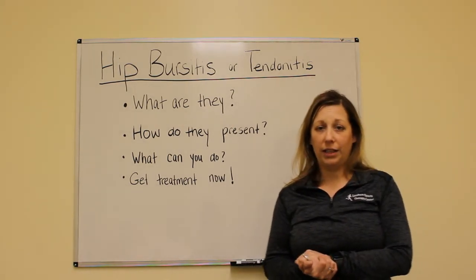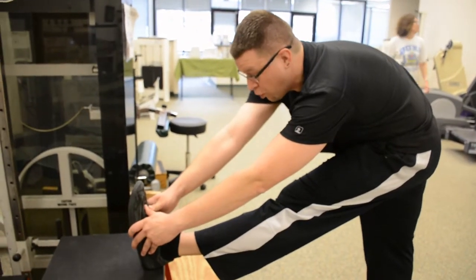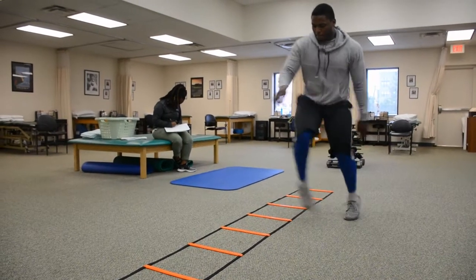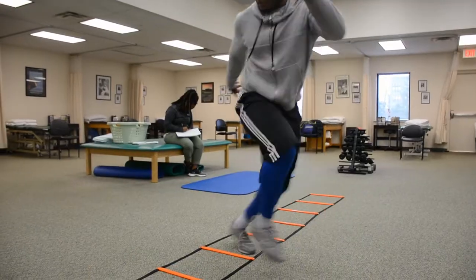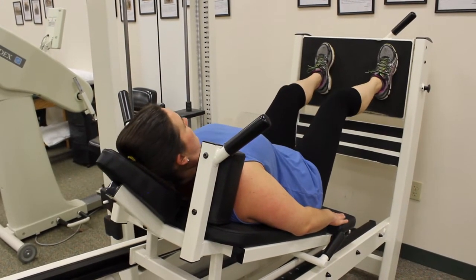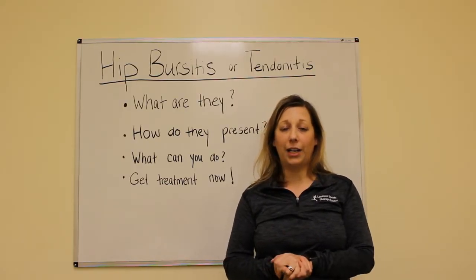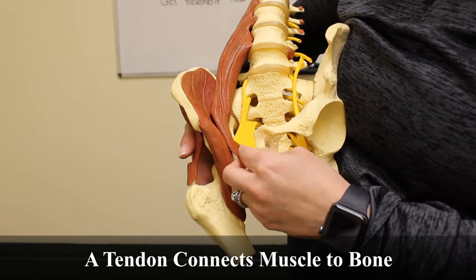So what's a tendonitis? A tendonitis is usually something that occurs over time due to repetitive stress, something like running or doing a lot of exercise that involves a lot of the same movements, and that involves a tendon. What is a tendon exactly? A tendon is an actual attachment that connects muscle to bone.